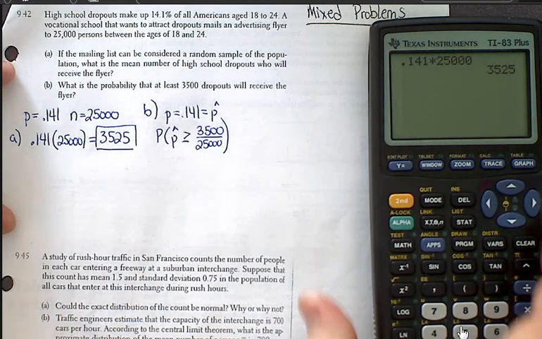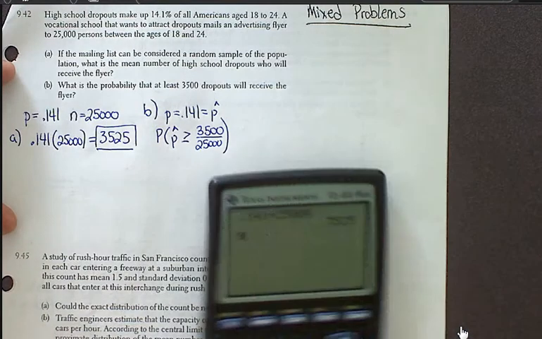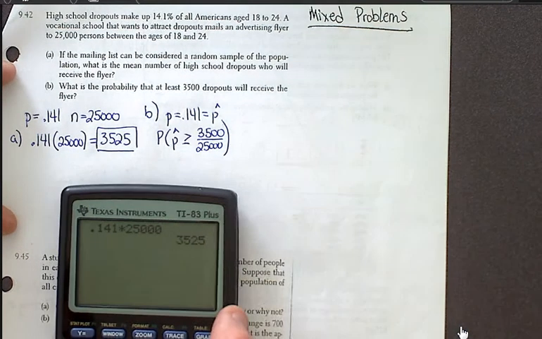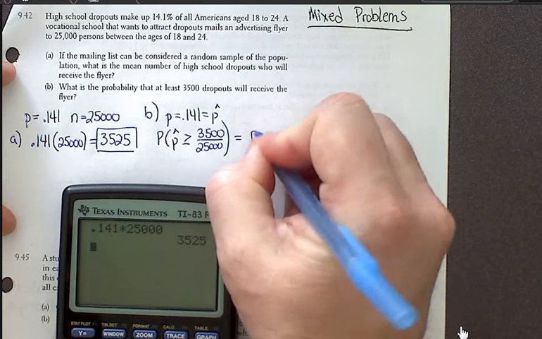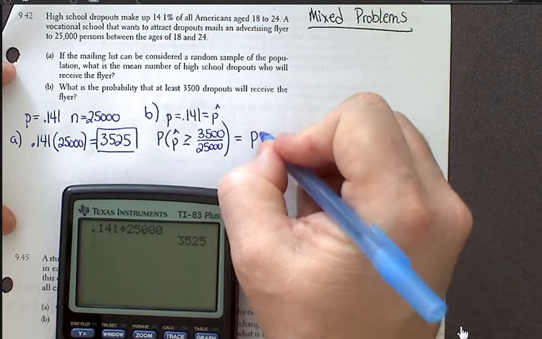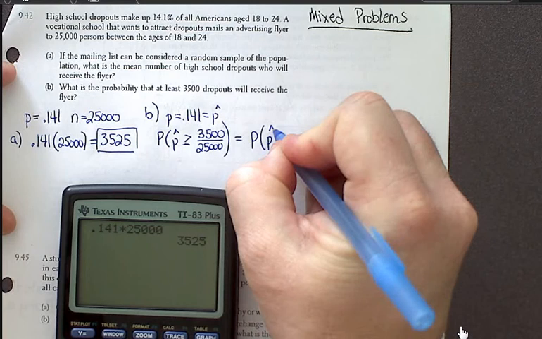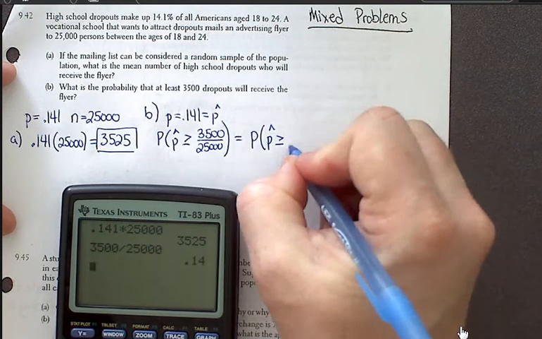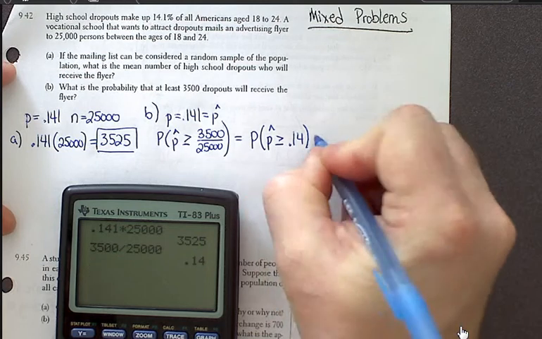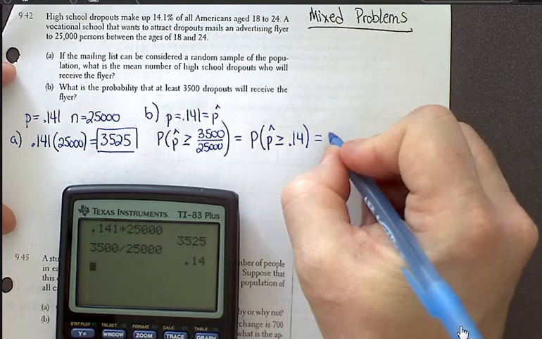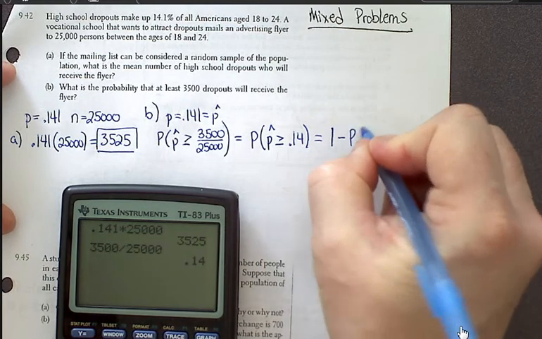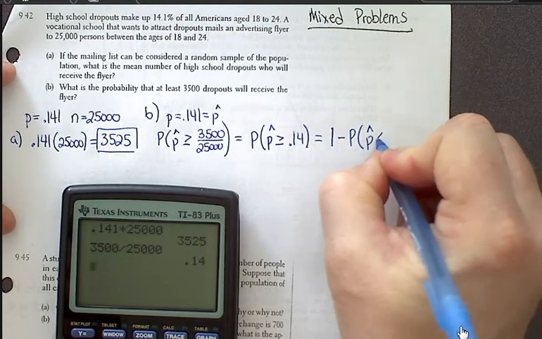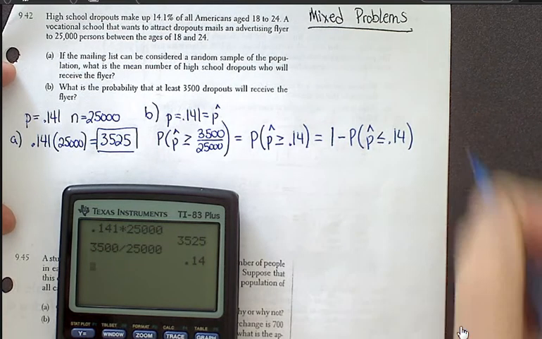Okay, continuing to change this. This is going to be the probability that our p hat value is going to be greater than or equal to 3,500 divided by 25,000, and we're going to get 0.14. And since we're dealing with greater than or equal to, this becomes 1 minus the probability that that p hat value is going to be less than or equal to that 0.14.